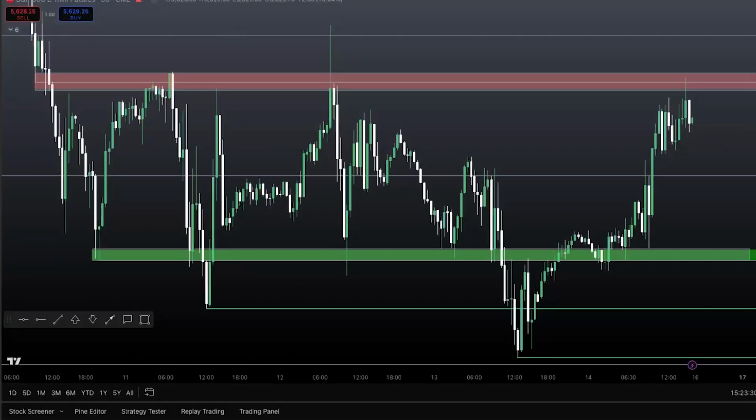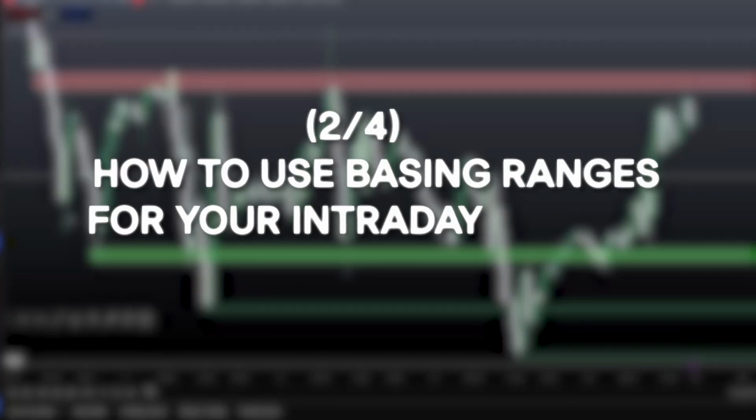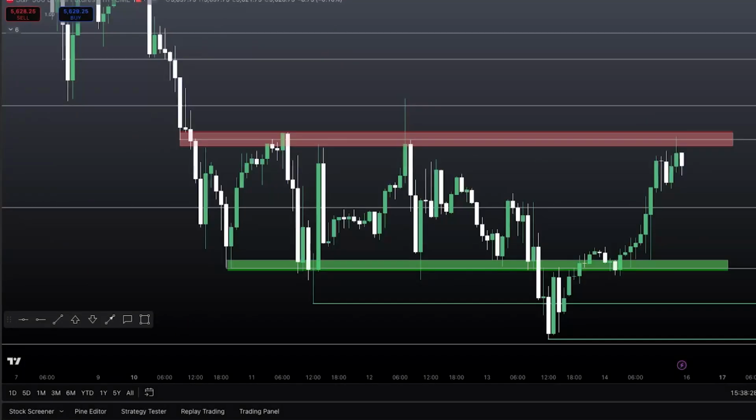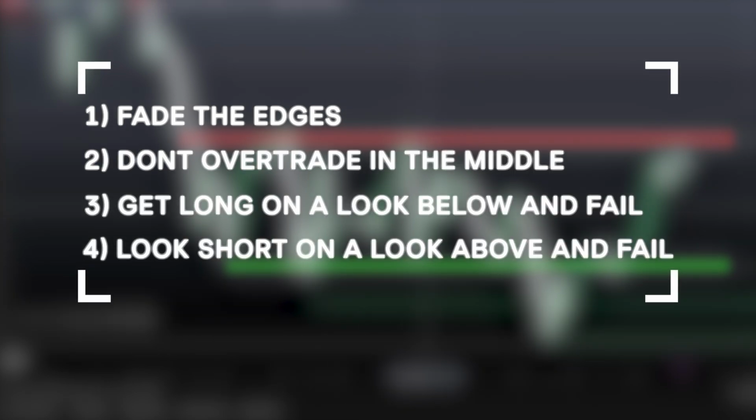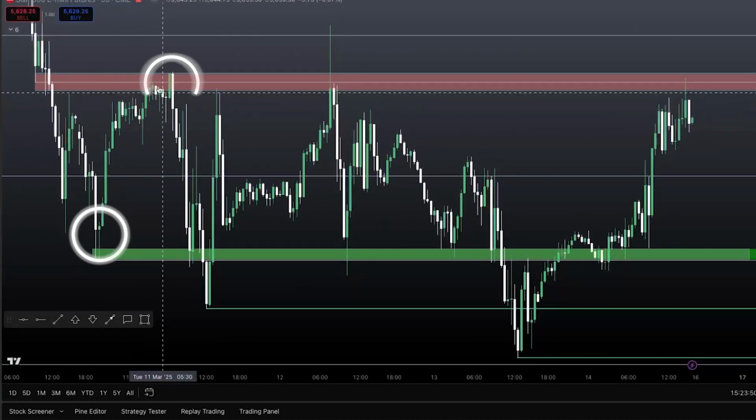So now, once we have a more established idea of where the range high and the range low is, here's how you want to use these structures for your intraday trading. Once you have an established basing range, here are the rules you want to follow. Fade the edges, don't overtrade in the middle, get long on a look below and fail, get short on a look above and fail.